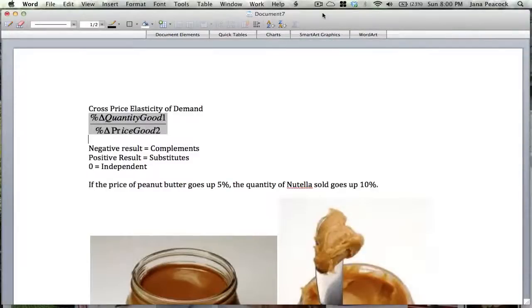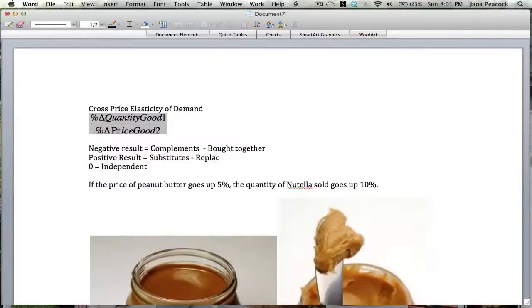Hey everybody, let's talk about cross-price elasticity of demand. Cross-price elasticity of demand is the mathematical way to find out if goods are complements or substitutes. So if goods are complements, they're goods that are bought together. And if they are substitutes, they are goods that are bought instead of each other.